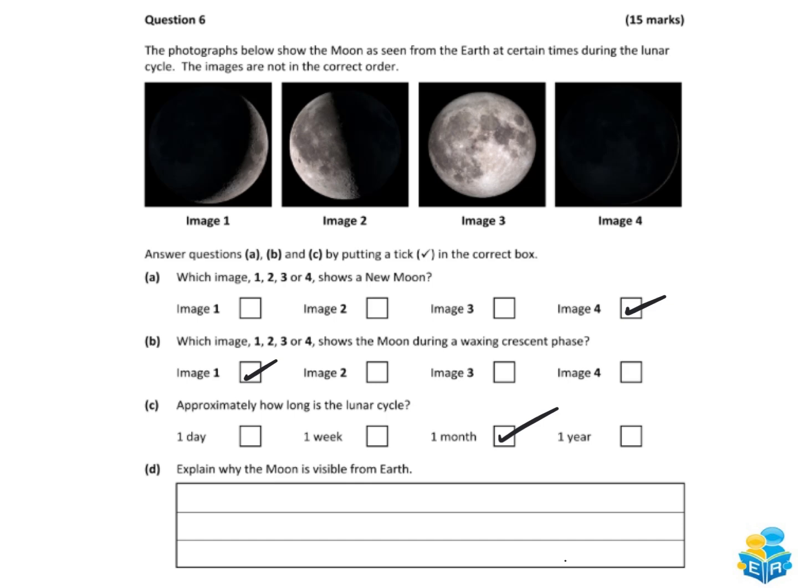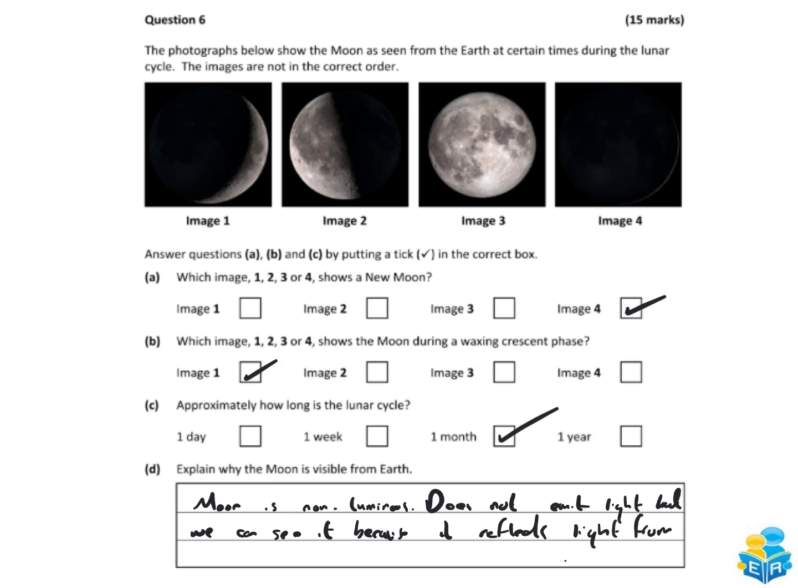And explain why the moon is visible from the Earth. So we can say here the moon is non-luminous. It does not emit light. But we can see it because it reflects light from the sun. Okay, so that would have been the answer there for that.